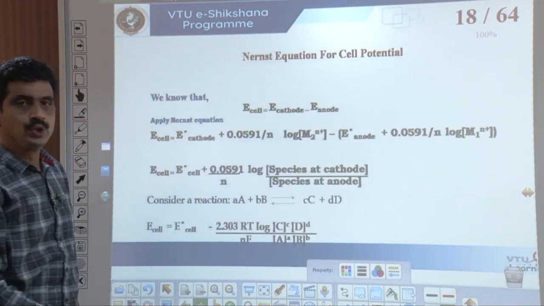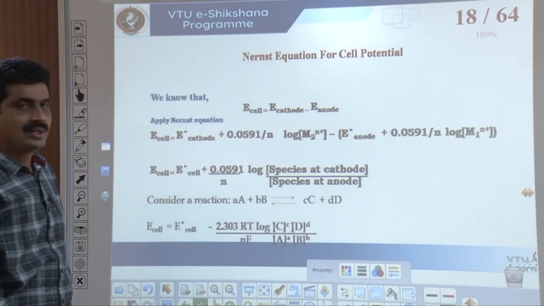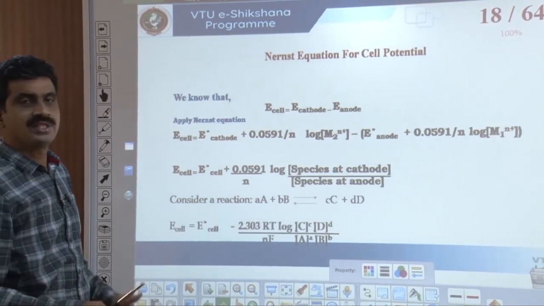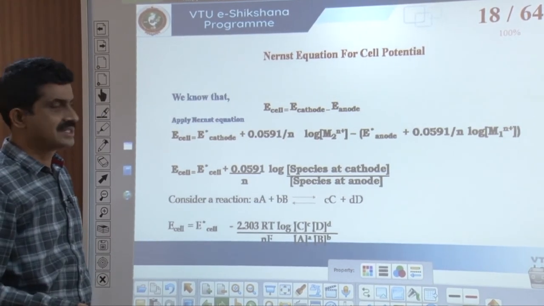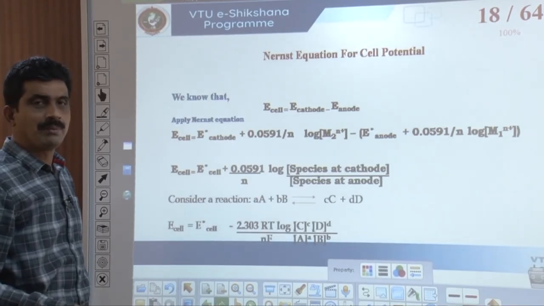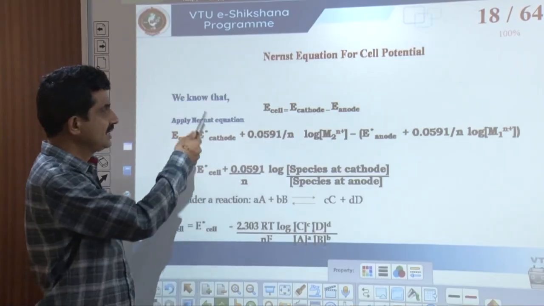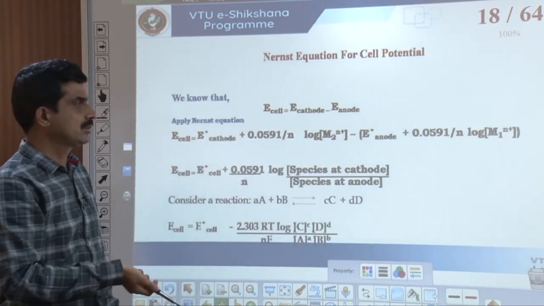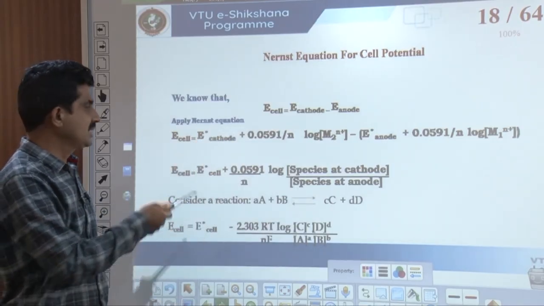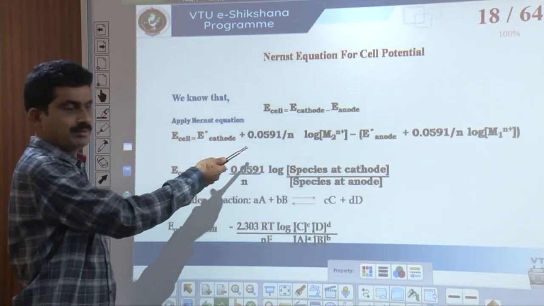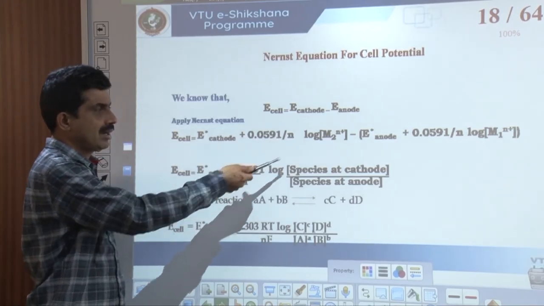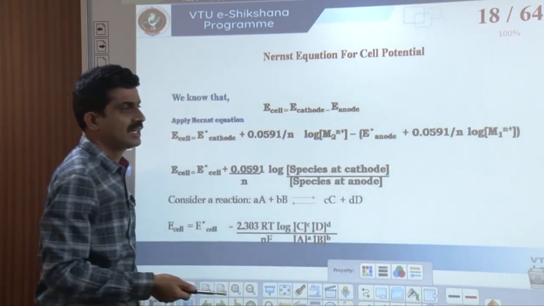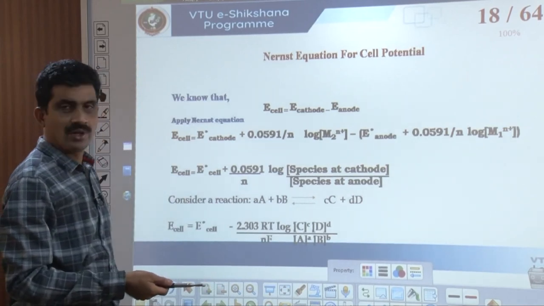Next, we shall solve numerical problems on Nernst equation. Before that, we shall see the expression of Nernst equation for cell potential. We all know that E cell is equal to E cathode minus E anode. By applying Nernst equation, E cell is equal to E naught cathode plus 0.0591 divided by N log M2 N plus, minus E naught anode plus 0.0591 divided by N log M1 N plus.